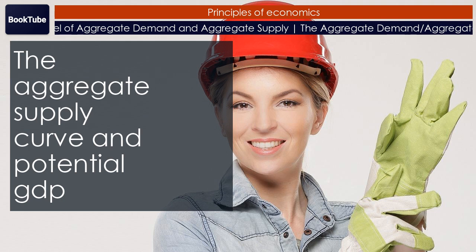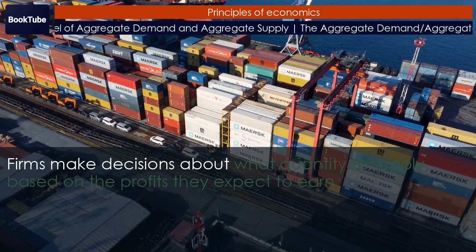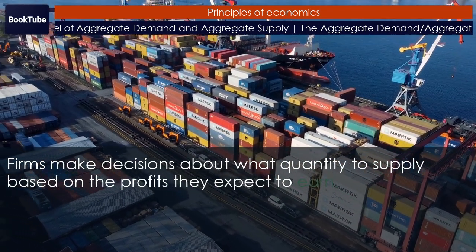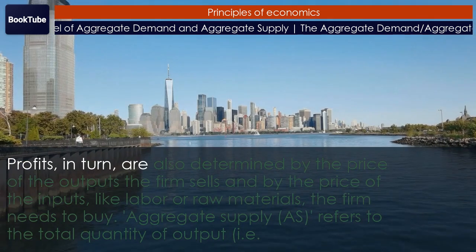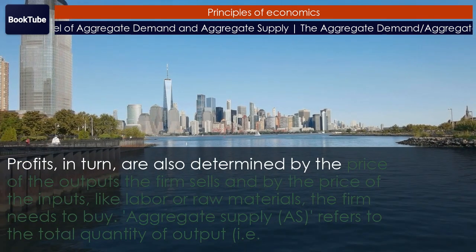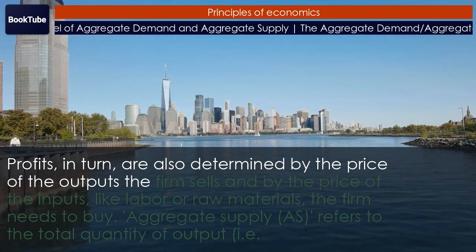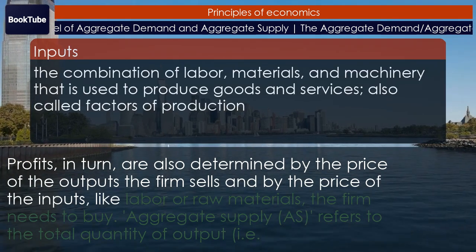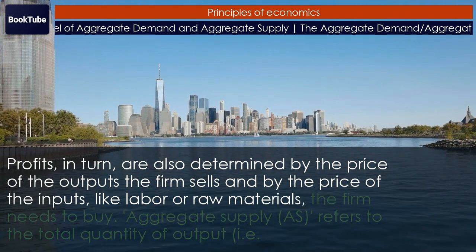The aggregate supply curve and potential GDP. Firms make decisions about what quantity to supply based on the profits they expect to earn. Profits, in turn, are also determined by the price of the outputs the firm sells and by the price of the inputs, like labor or raw materials, the firm needs to buy.